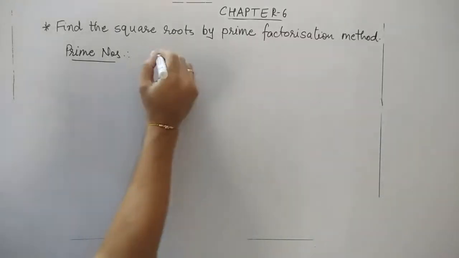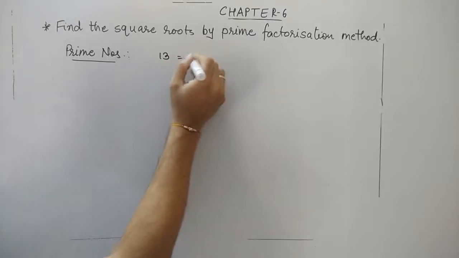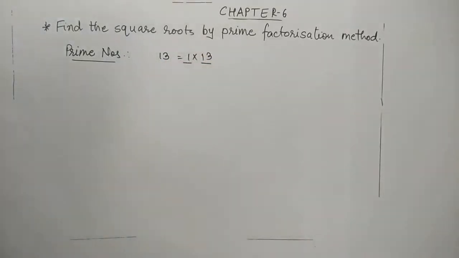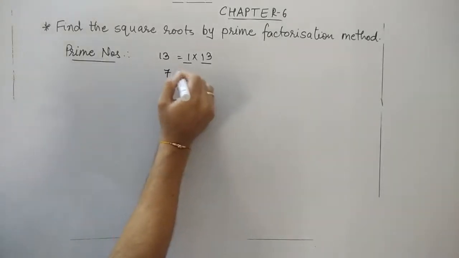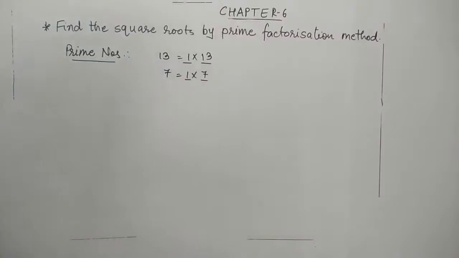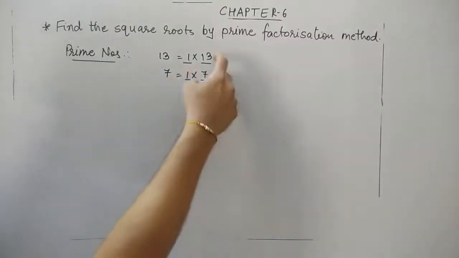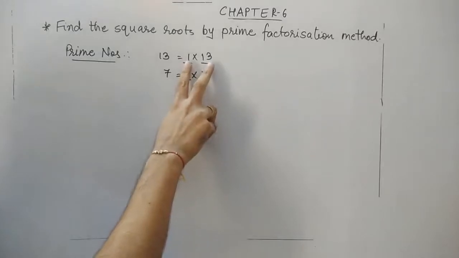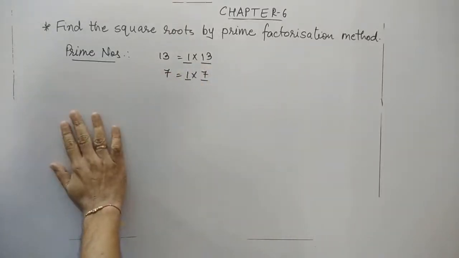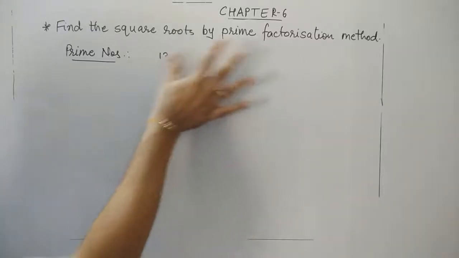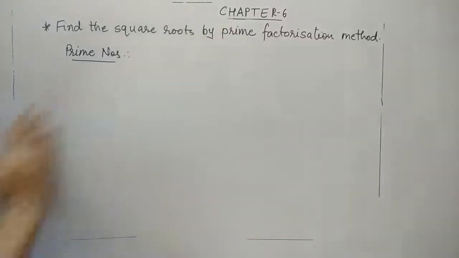If I say the number 13, we can say 13 has only two factors, that is 1 and 13, the number itself. Like 7. 7 also has two factors, that is 1 and the number itself. So 1 is common in all and another is the number itself. So the numbers which have only two factors are called prime numbers. Now the prime number is clear.